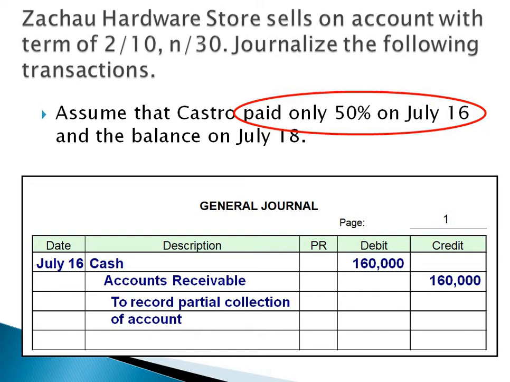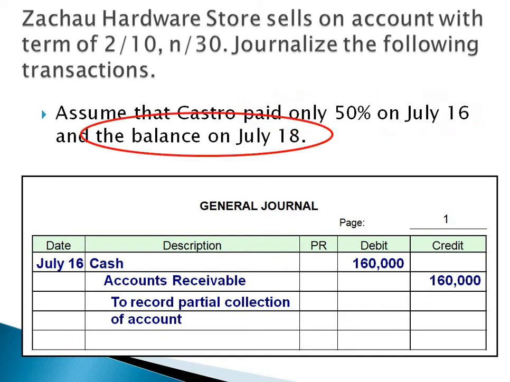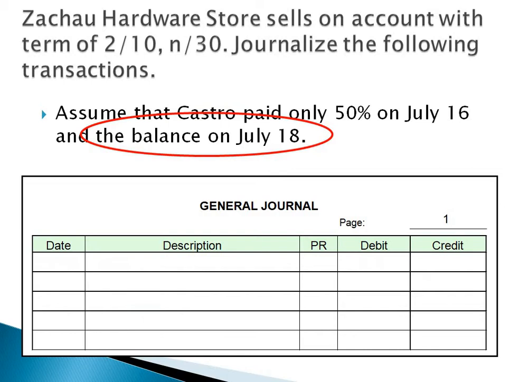To record partial collection of account. How about the payment made by Castro for the balance on July 18? What must be the journal entry?